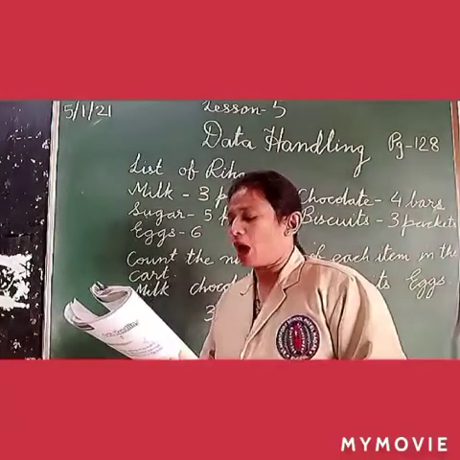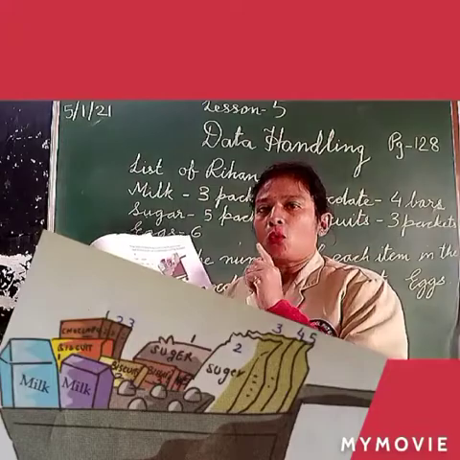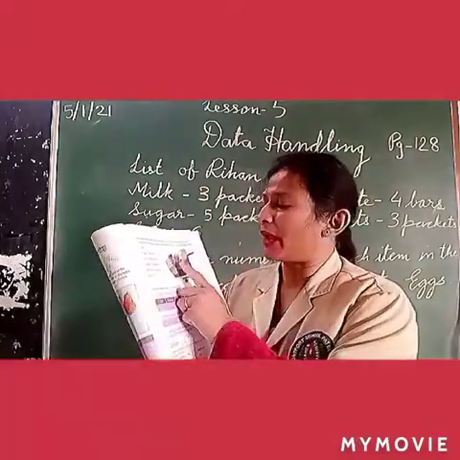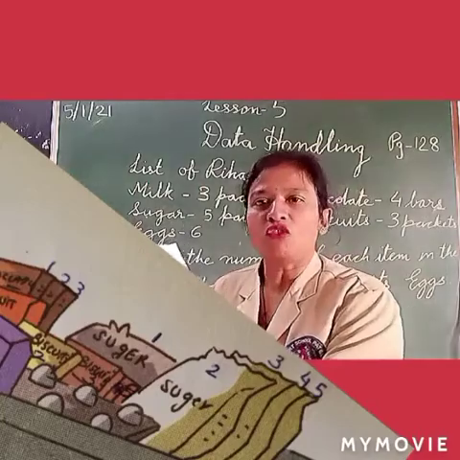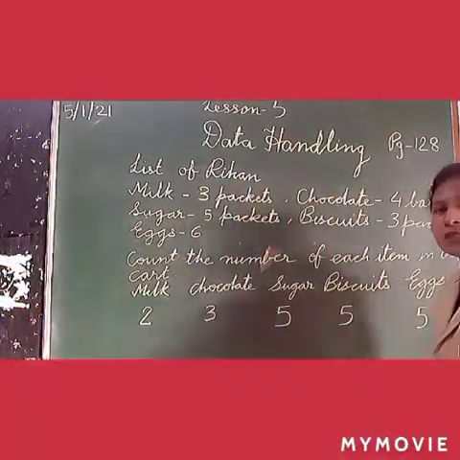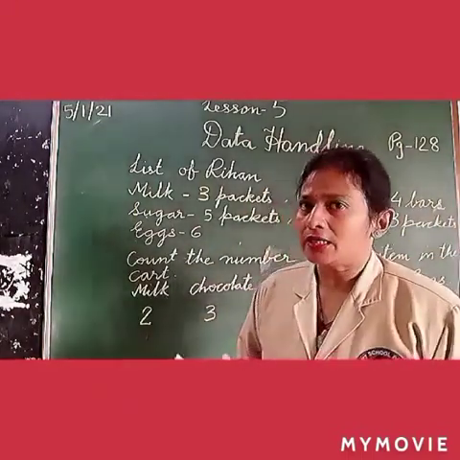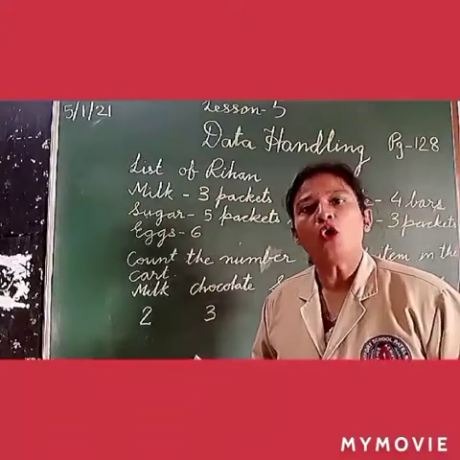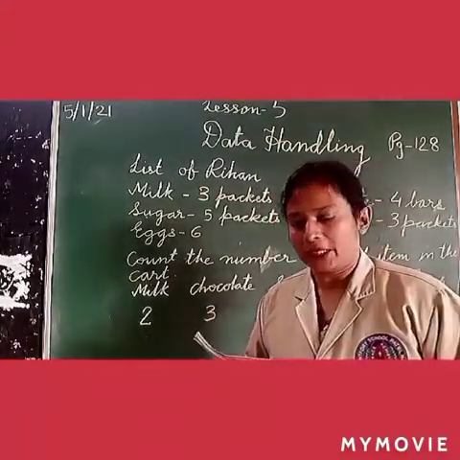And now you have to count eggs. There are only 5 eggs. Let us count together. 1, 2, 3, 4, 5. So you will write 5. In this, your observation skill is judged. So observe the cart properly and write it properly.